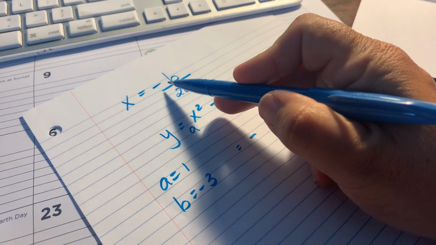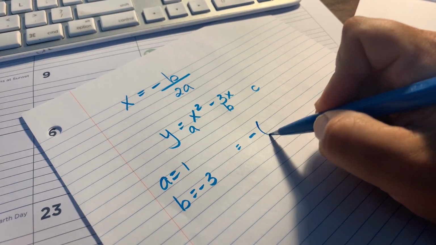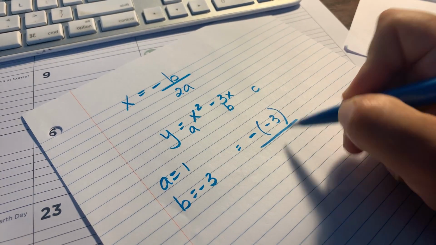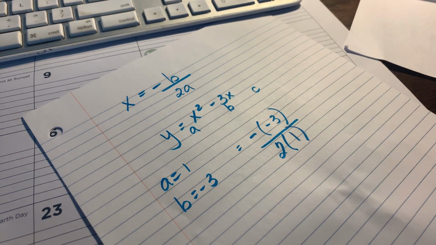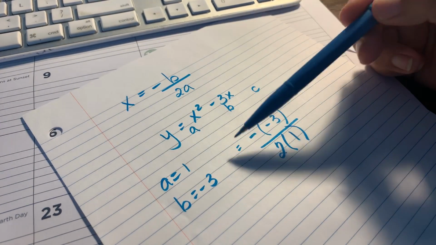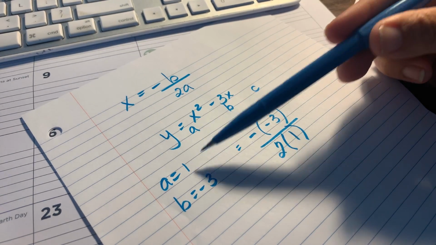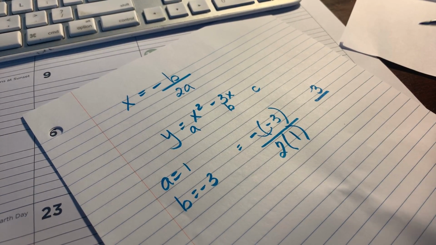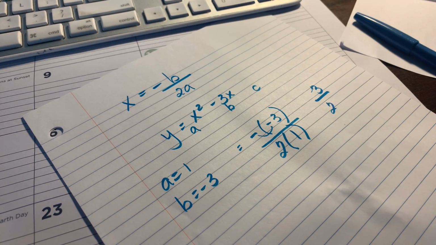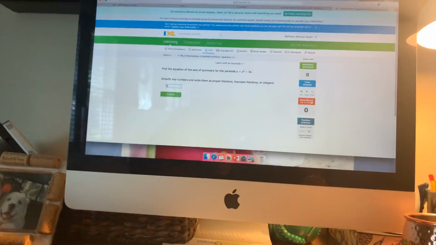Negative, because we have a negative already, b, which is negative 3, over 2 times a, which is 1. So I just plugged in the b, which was negative 3, and the a, which was positive 1. So a negative and a negative makes positive 3, and 2 times 1 is 2. So the answer is just going to be 3 over 2.